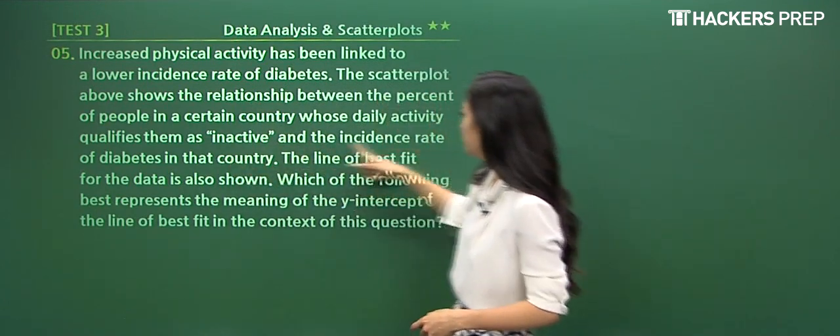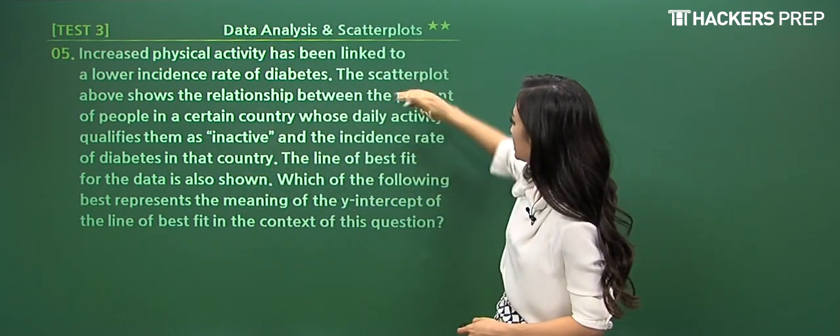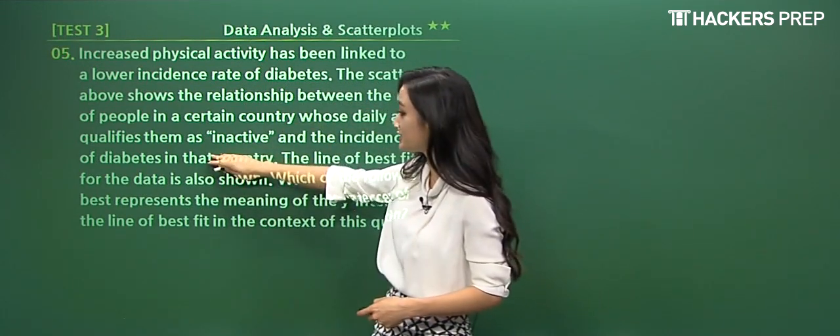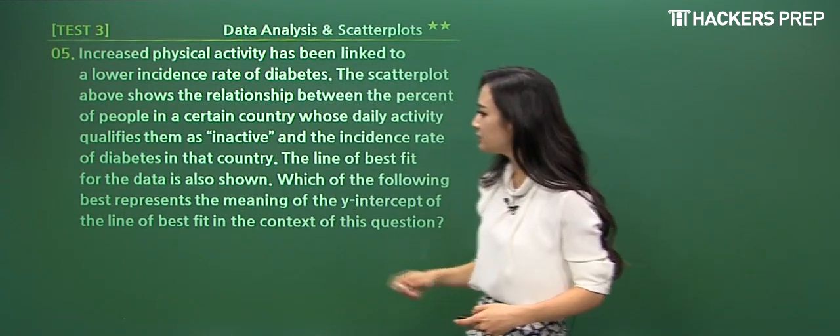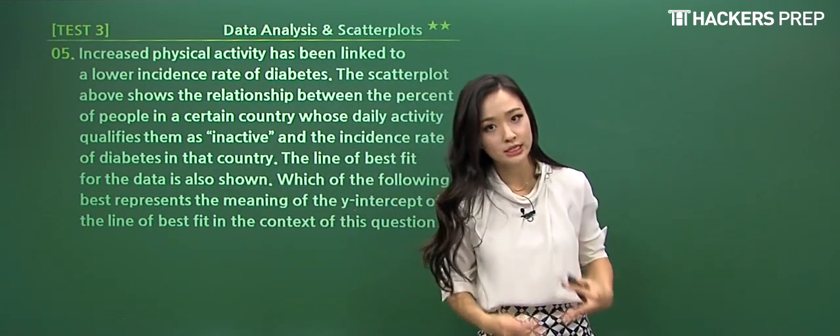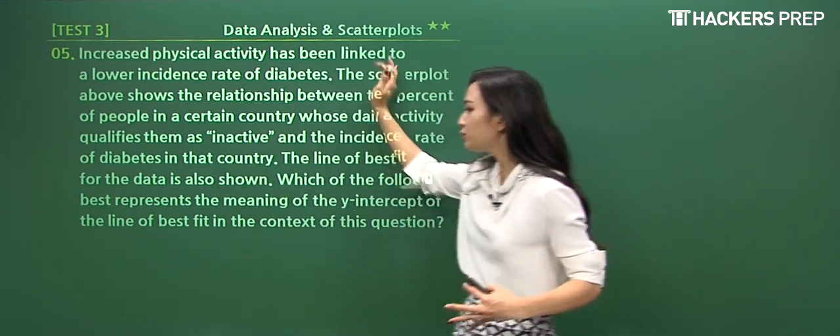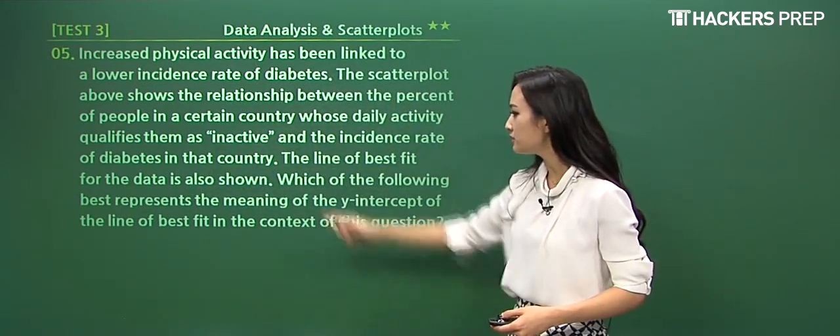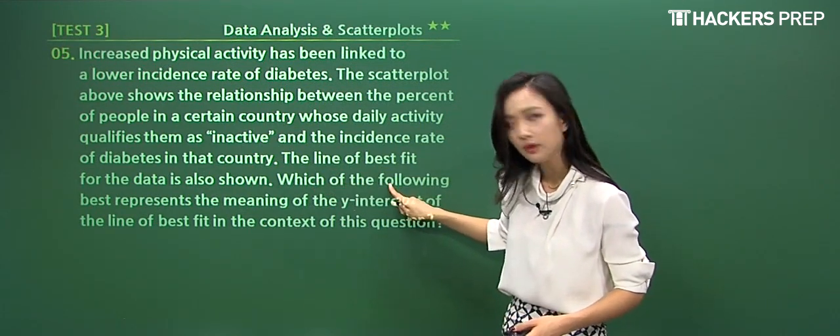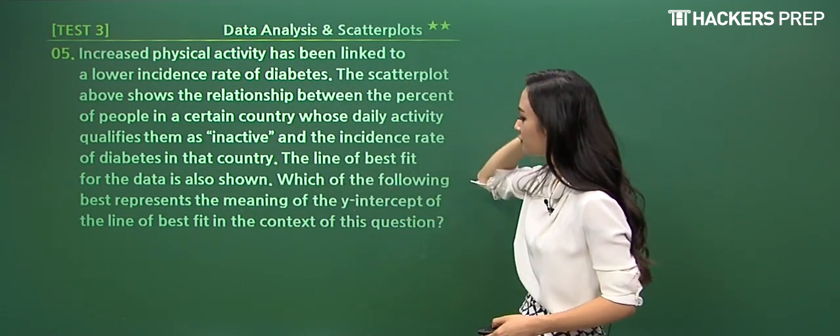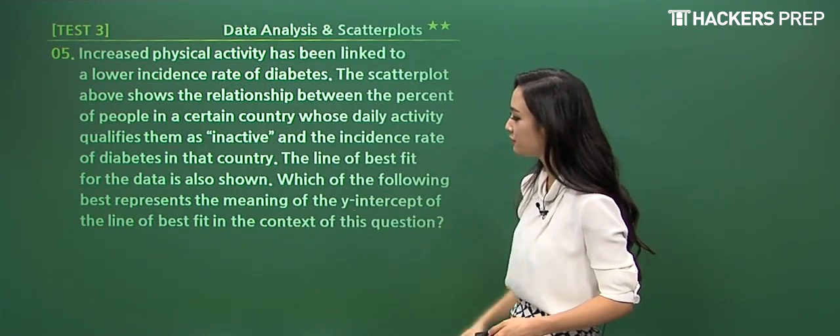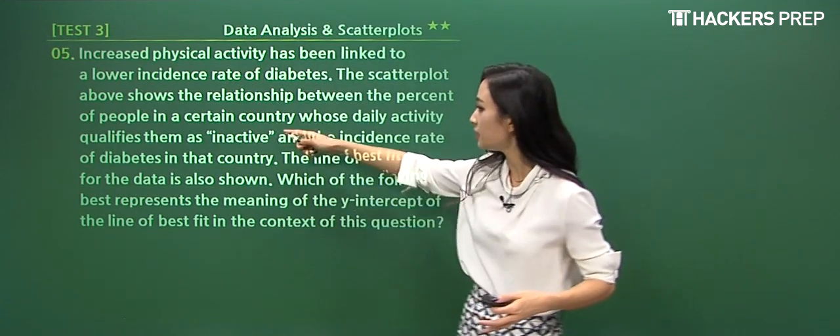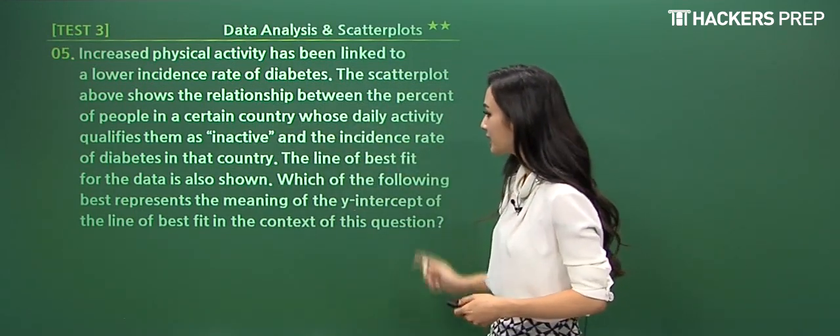They have all this background information, and let's just look at the second sentence. The scatter plot shows the relationship between percent of people whose daily activity qualifies them as inactive and incidence rates of diabetes, as we already interpreted from the given chart. Okay, so we didn't really necessarily have to read the entire background information. The line of best fit is also shown, and the question begins here. Which one of the following best represents the meaning of the y-intercept of the line of best fit in the context of this question? It simply involves the terms of the diabetes percent incidence and so on.